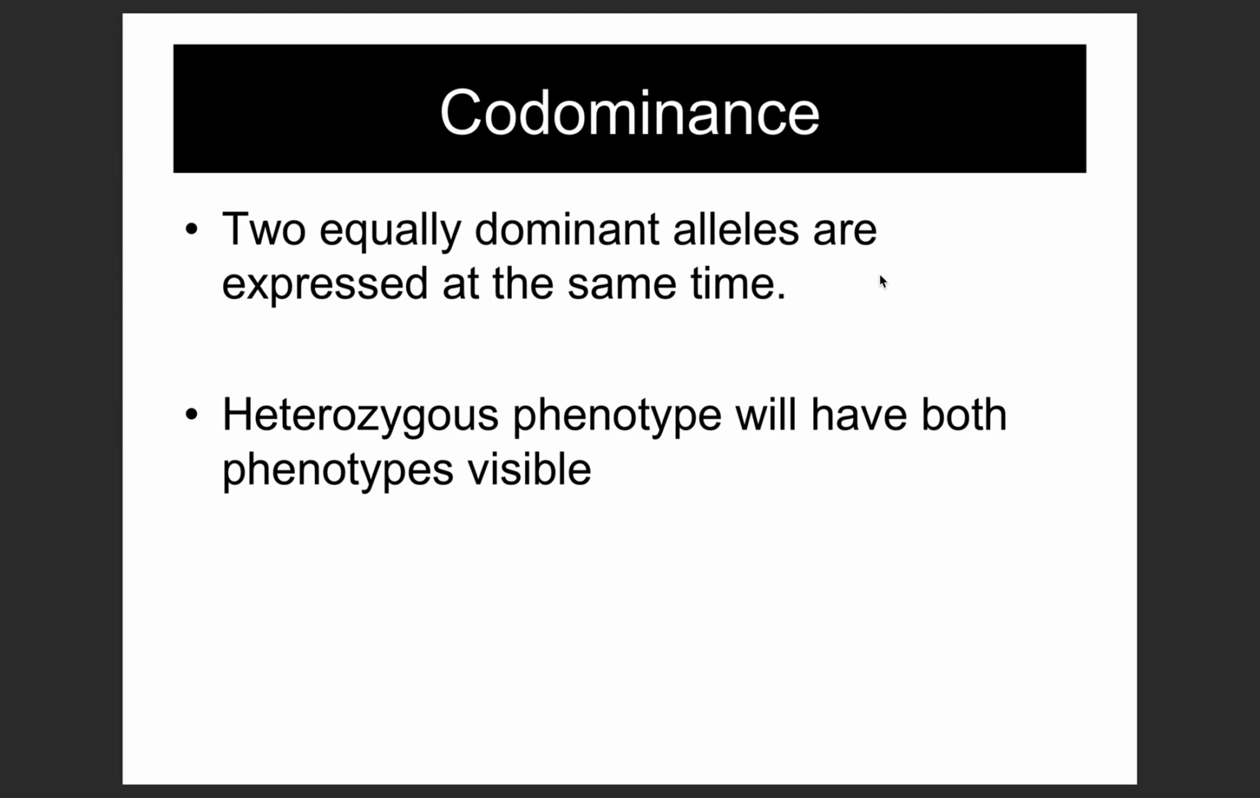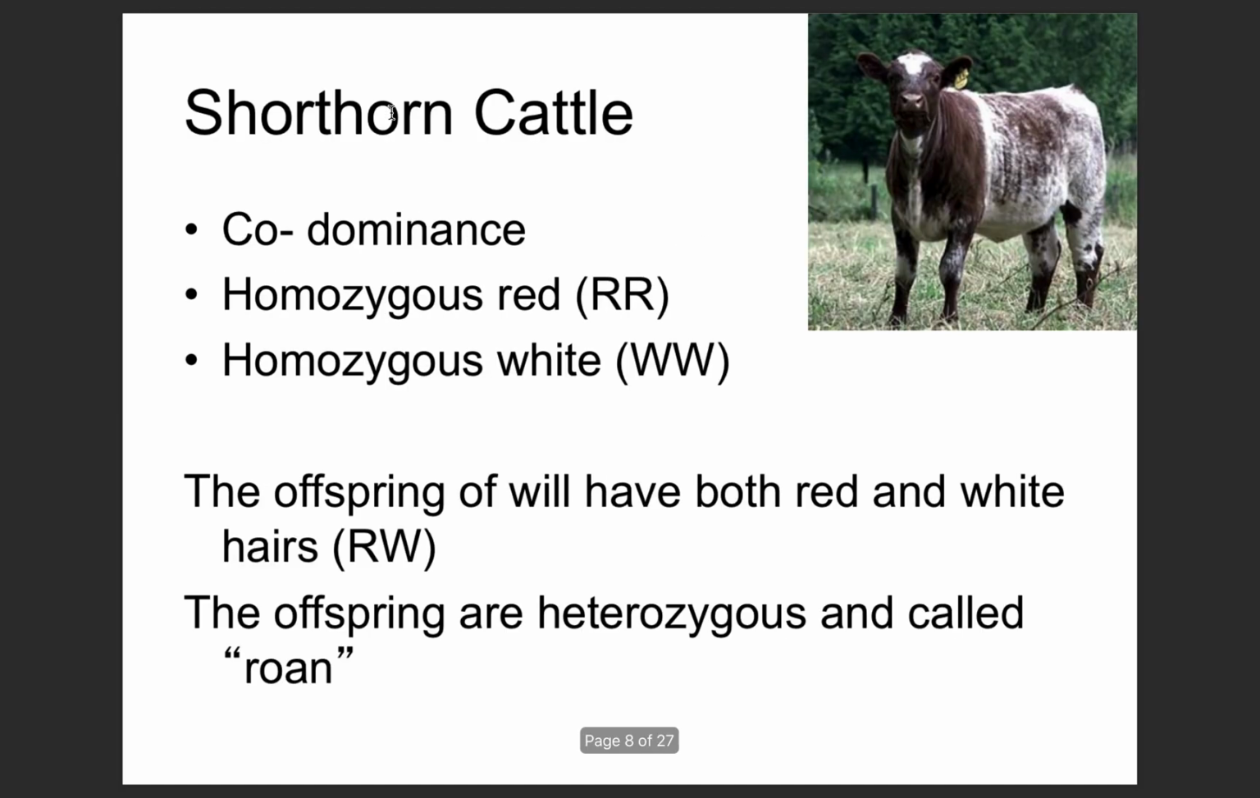Codominance is different now. So codominance is where two of the dominant alleles are both expressed at the same time. So if you know anything about the prefix co, that means both or together. So codominance would be both of the alleles showing up at the same time. So that heterozygous phenotype will have both phenotypes shown.